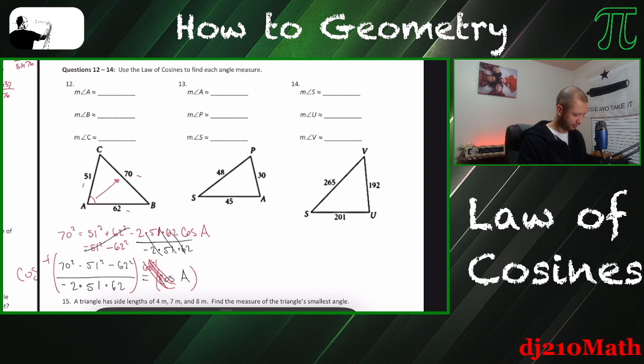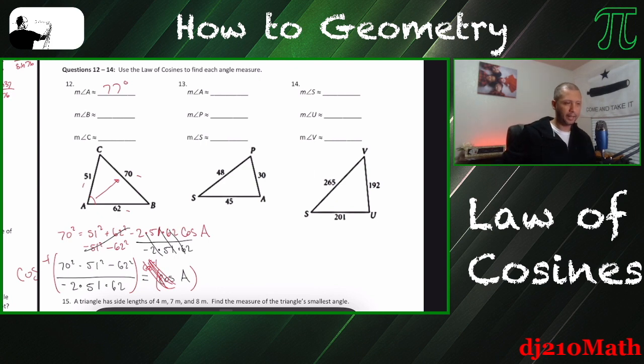Inverse cosine, 70 squared minus 51. Okay, this is going to come out to, we'll call it 77 degrees. We'll take it to the nearest degree. Okay, that was a lot of work for just one angle. But let's try it again.